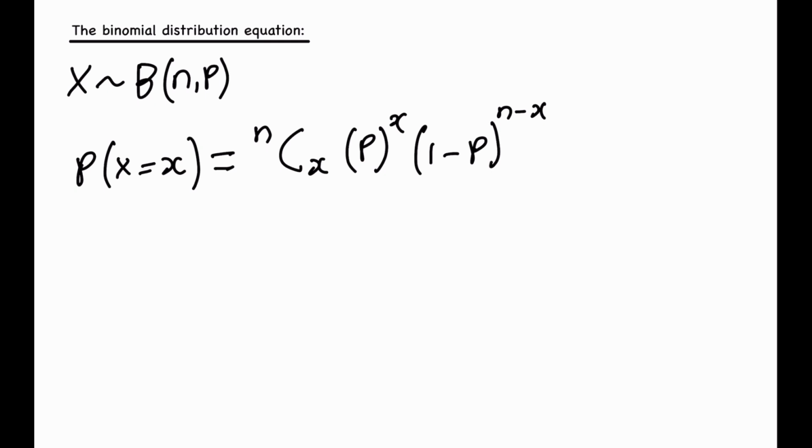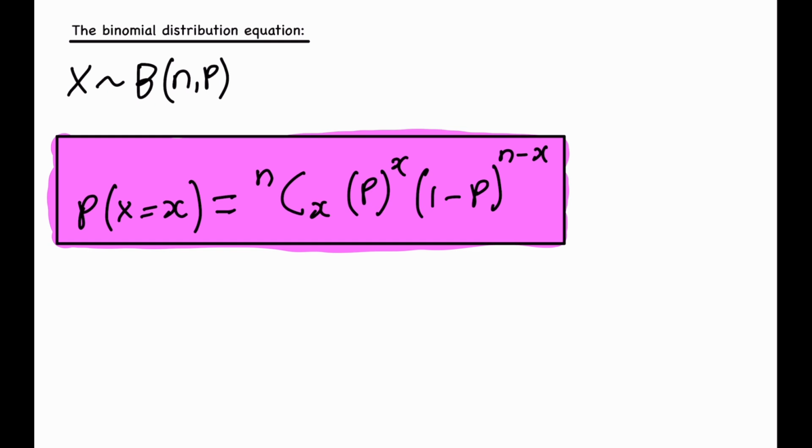A binomial distribution, you write it out as x follows the binomial distribution of n and p. And the probability that x is equal to another small x is equal to n choose x times the probability to the power of x times 1 minus the probability to the power of n minus x. Where n is the number of trials and p is the probability of a success of each one of the trials. And to find the probability that you get exactly x amount of successes is equal to this formula here.